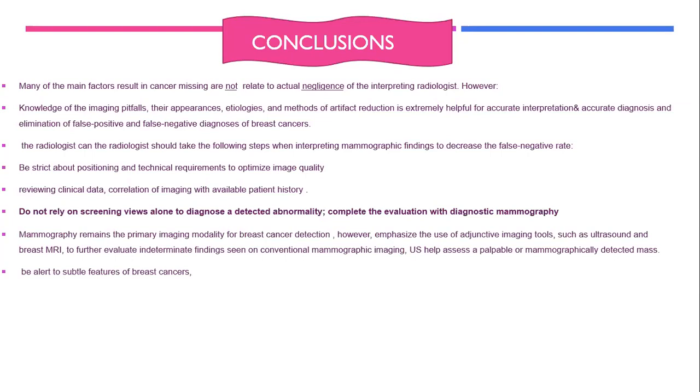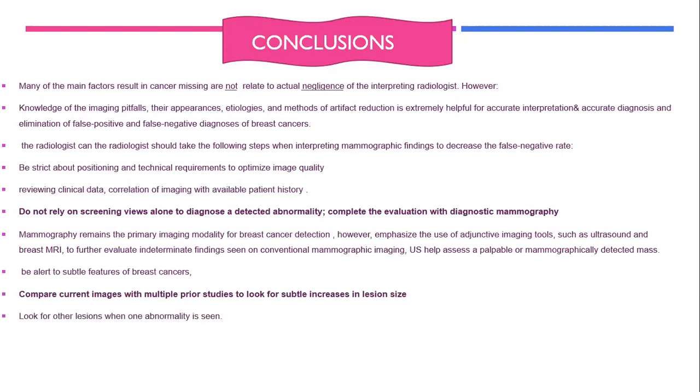Okay, we have to be alert to subtle features of breast cancer, and we have to compare current images with multiple priors. Sometimes cancer might be missed in one of the prior imaging, and sometimes also the size of the lesion might appear to be stable, but when compared with multiple priors, you might appreciate the change in size. And we have to look for other lesions when we find a mammographic abnormality and judge the lesion by its most malignant features.